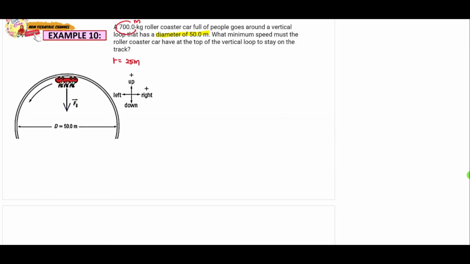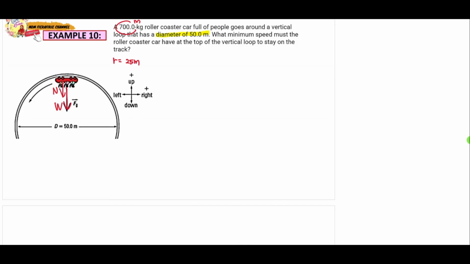So question, what minimum speed must the roller coaster car have at the top of the vertical loop to stay on the track? Okay, so look at here. Okay, draw the free body diagram. So now we have weight downward. Okay, so W, and then the normal force should be downward. So the force from the seat on the passengers is the normal force. Okay, reaction force there. Okay, downward.